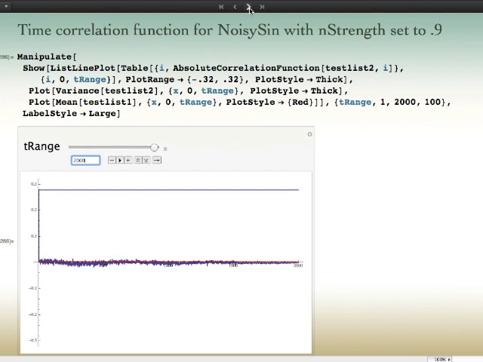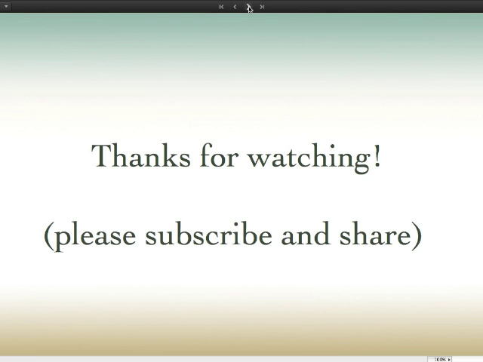So hopefully this helped you understand time correlation functions a little bit. I know there's not a whole lot of stuff online. I didn't find much when I was trying to learn about them, so hopefully this sort of fills that gap.